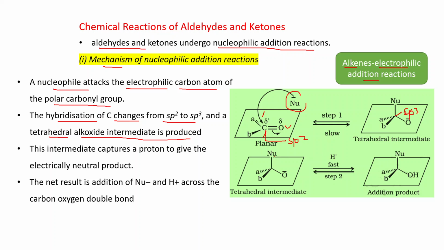Now, this intermediate captures a proton to give the electrically neutral product. This is the tetrahedral intermediate, it takes this H plus, and finally it converts into the addition product. If you see the net result, from this to this, what change is taking place? The net result is addition of nucleophile and H plus across the carbon-oxygen double bond.